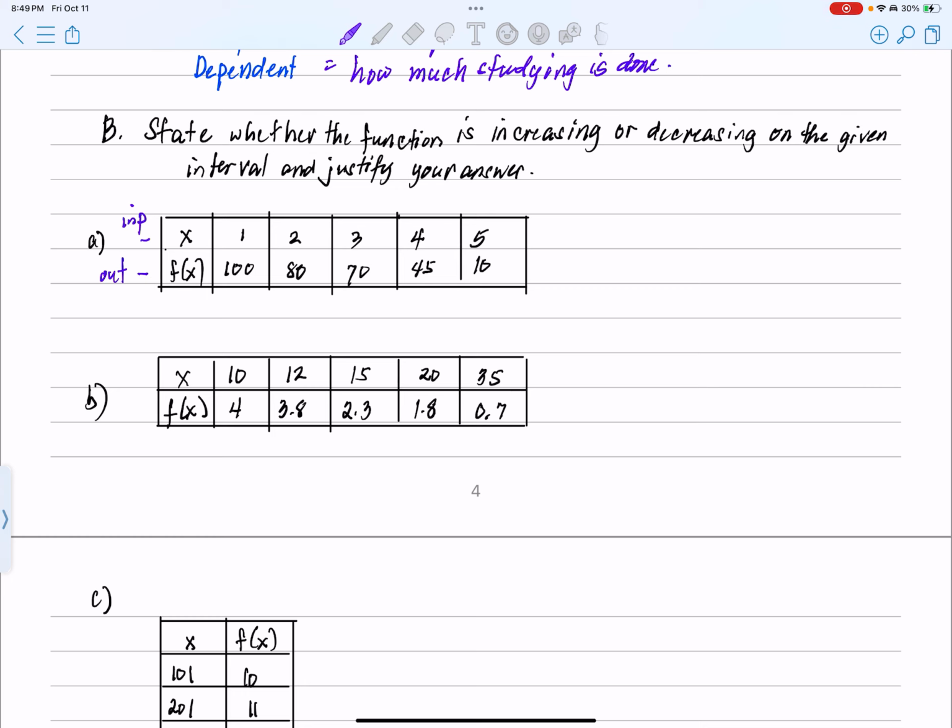So the interval is from 1 to 5. When x is 1, it's 100. When it's 2, it's 80. 3 is 70. 4 is 45. 5 is 10. So if we look at our input values from 1 to 5, it is increasing. If we look at our function, f of x, the output, from 100 to 80, 70 until 10, it is decreasing. Right here, it is increasing.